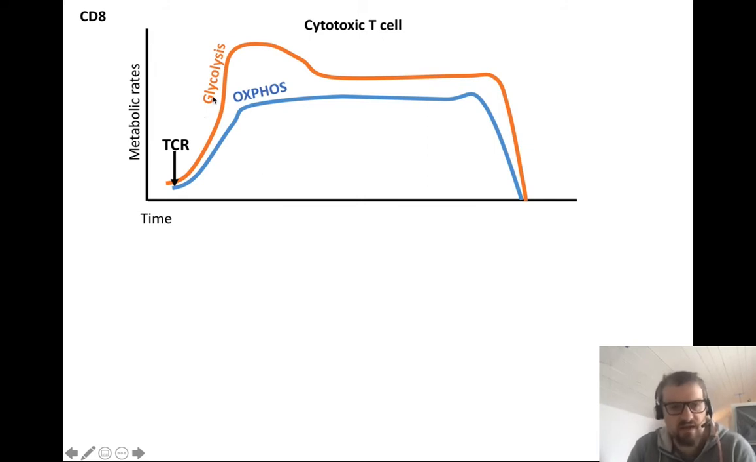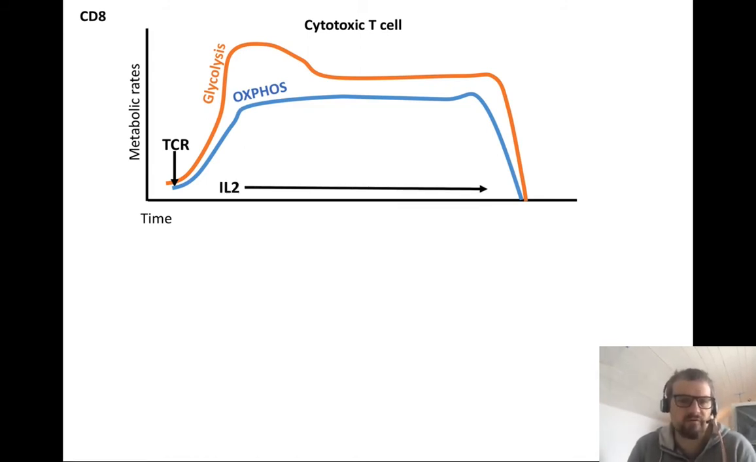OXPHOS is also increased, so they really ramp up both metabolic pathways, quite similar in a way to NK cells, and these are sustained over the course of the immune response, and this immune response is kept going by the cytokine IL-2.